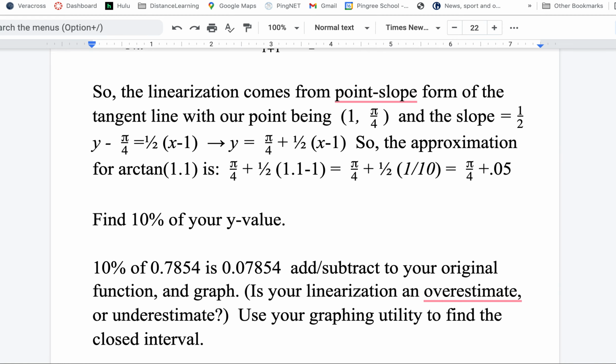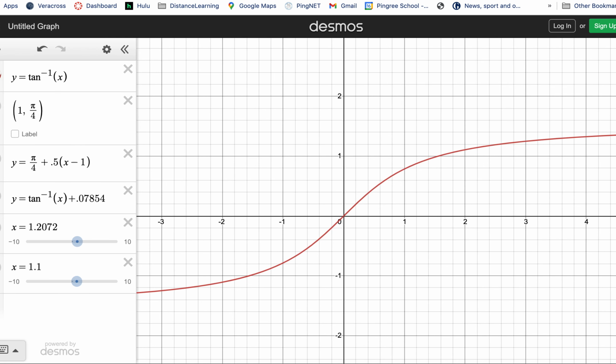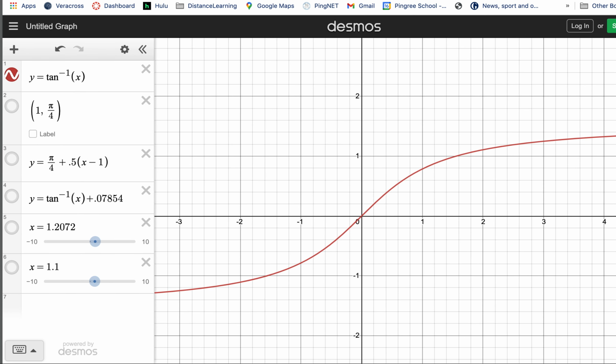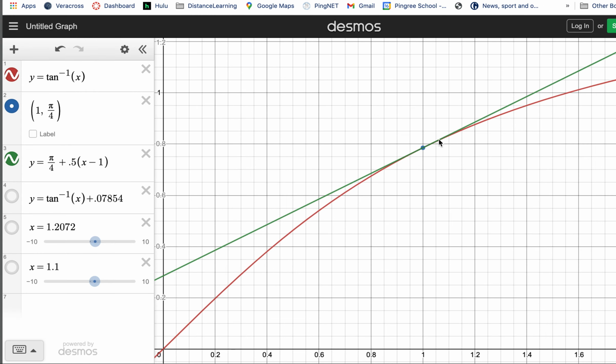I didn't type that in. Let me go to Desmos here and show you what it looks like visually. All right, there's our graph of the arctangent function. Let me drag this graph over a little bit. And here is our point that we're getting near. Here is our linearization, and you can see that as we zoom in, it approximates that quite well when we're local. Here is the value when I've added on my 10%.